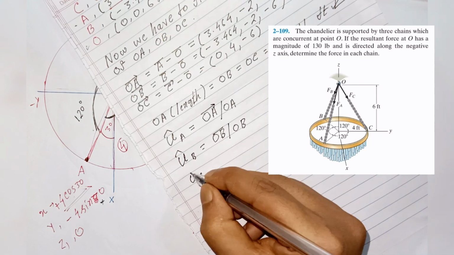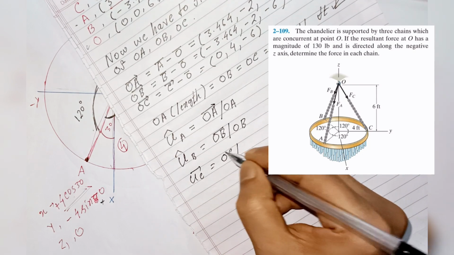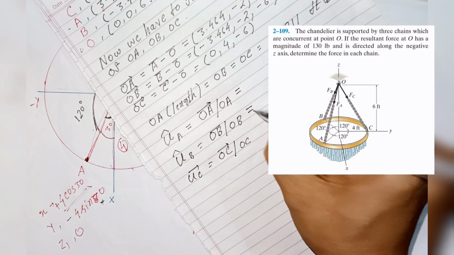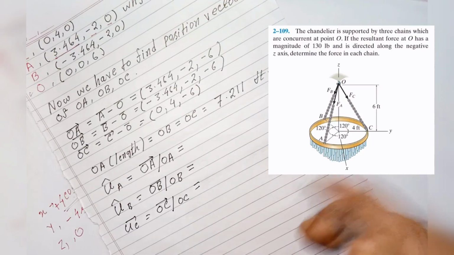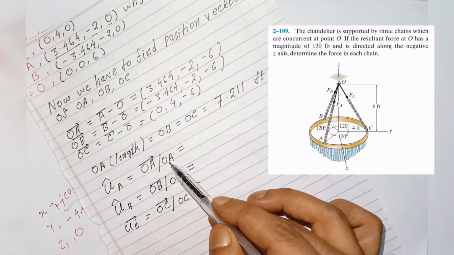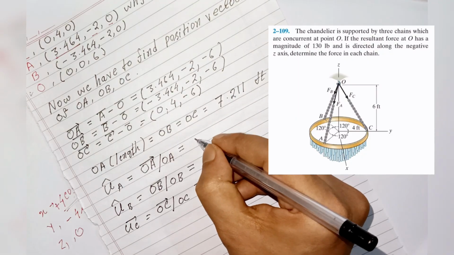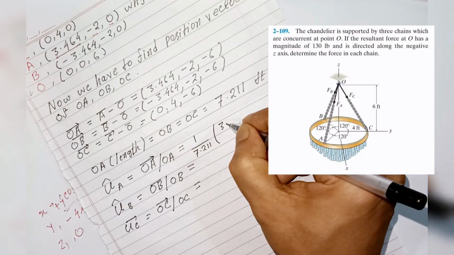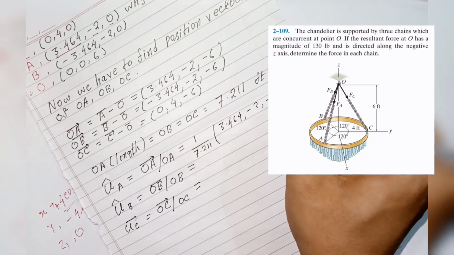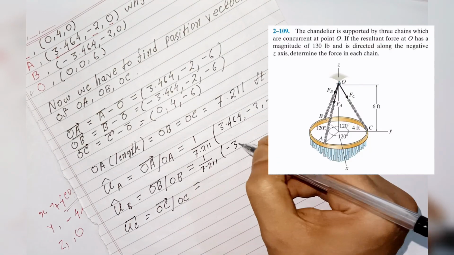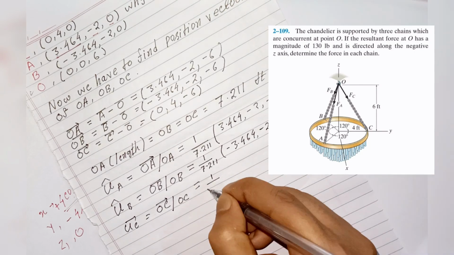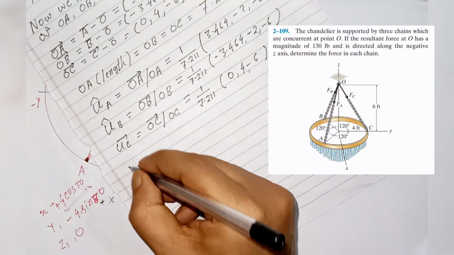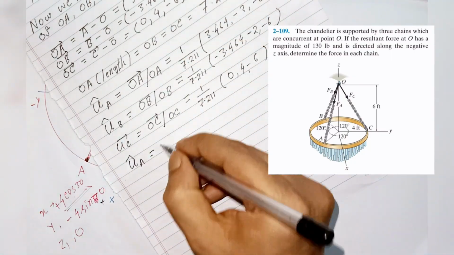The unit vector of OA equals the OA vector divided by the length of OA. Similarly for the unit vector of position OB, and similarly the unit vector for position OC. Here all components are given and the length of all chains we know. So the unit vector of OA is OA divided by the length of OA, which is 7.211, and the position vector value, just put it in. Similarly find both unit vectors for OB and OC.